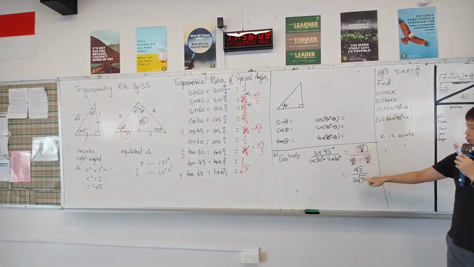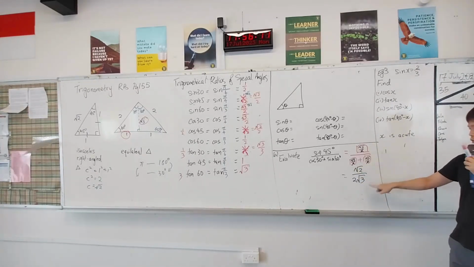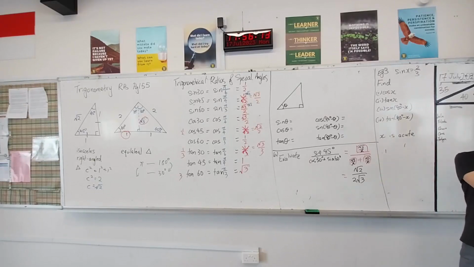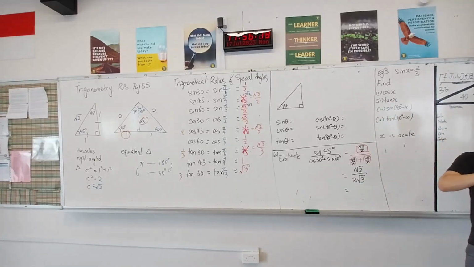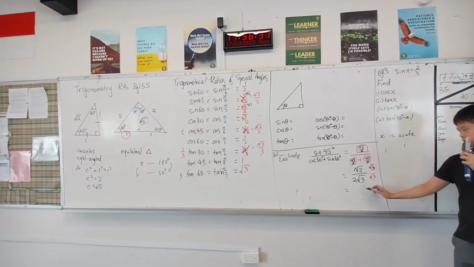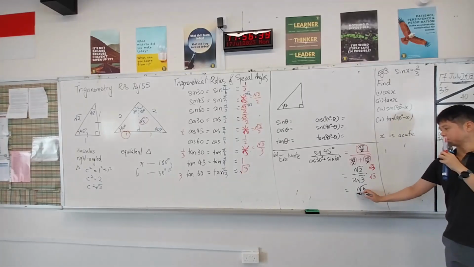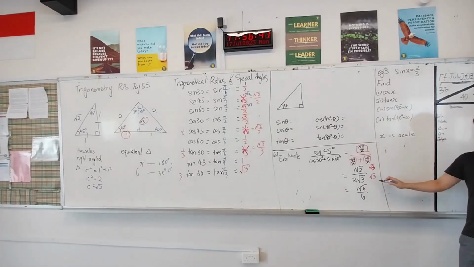Okay, so square root 2 over square root 3 plus square root 3, so 2 of them. Yes, you must rationalize. Otherwise, that was so easy. Okay, when I rationalize, what must I multiply? Okay, so root 3 and root 3. So what is at the numerator now? Final answer? Root 6 over 6.